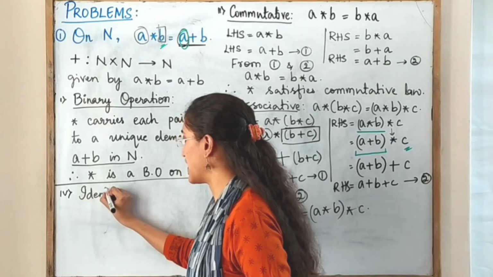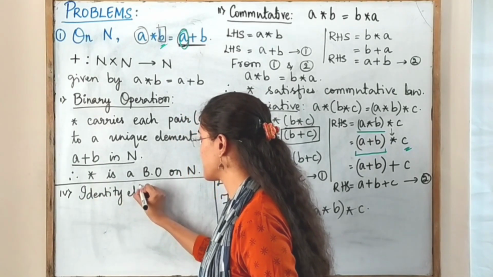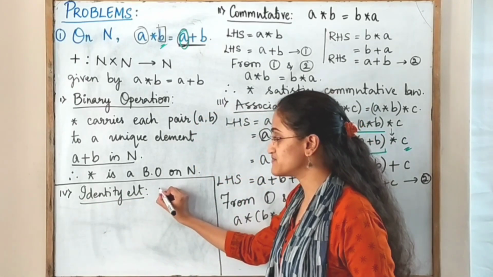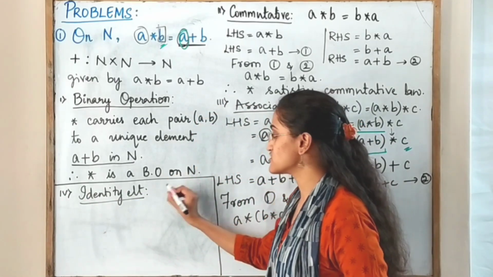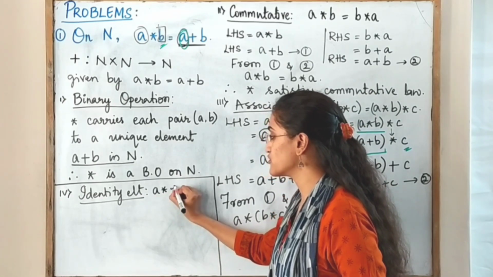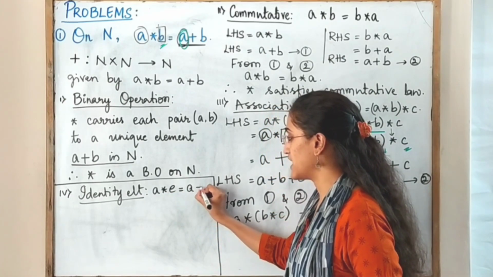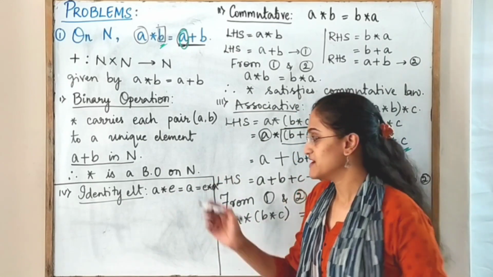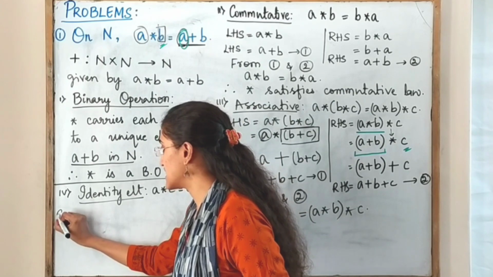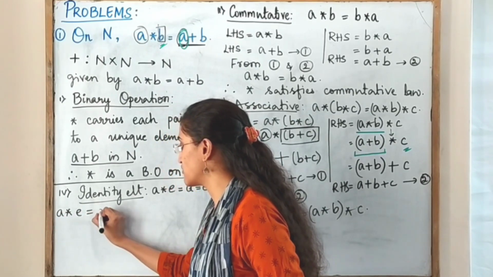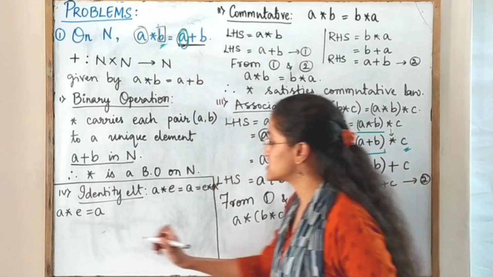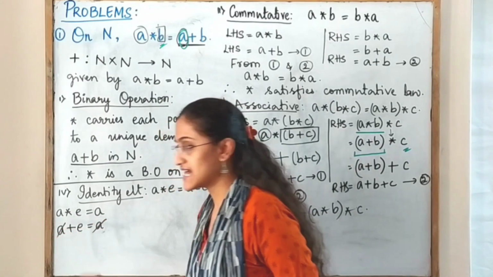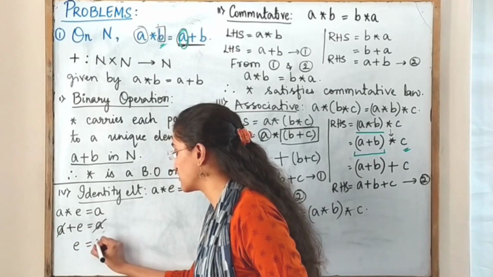Now we shall move on to the fourth one, that is the existence of identity element. Let us consider E is the identity element, and as per the law of existence of identity element, we need to prove that A star E is equal to A, and E star A should also get back A itself. Now taking the LHS, that is A star E is equal to A, applying the operation we get A plus E is equal to A. A gets cancelled and we'll be left with E is equal to 0.